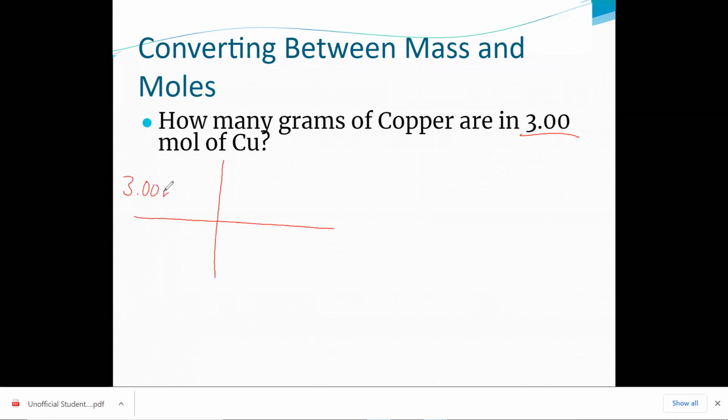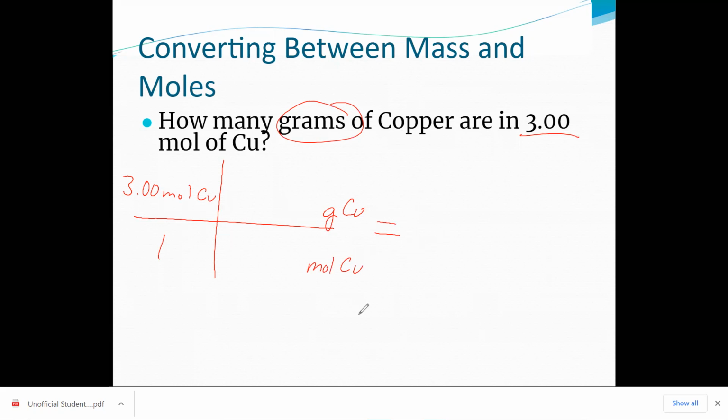3.00 moles of Cu is our given number. We put our placeholder 1 right there. Now all we need to do is fill in units and our conversion factor. I want to know how many grams, so grams of copper is the unit we're going for. I'm starting with moles and I want to get rid of moles, so moles of copper needs to go on the bottom. Okay, so that's my skeleton.